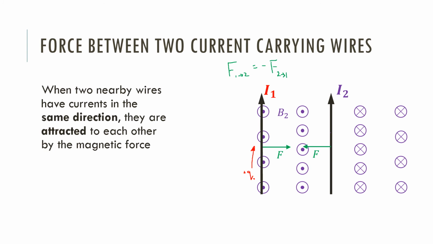This will always work, even if both currents were going down. You could try it again. You'll see the same thing. These wires, if there's current going in the same direction, they'll be attracted to each other by this magnetic force. You could also maybe convince yourself, and you're also encouraged to try this by sketching out a new situation with maybe I1 going up and I2 going down. If the currents are in opposite directions, the wires will repel, so they would push away from each other.